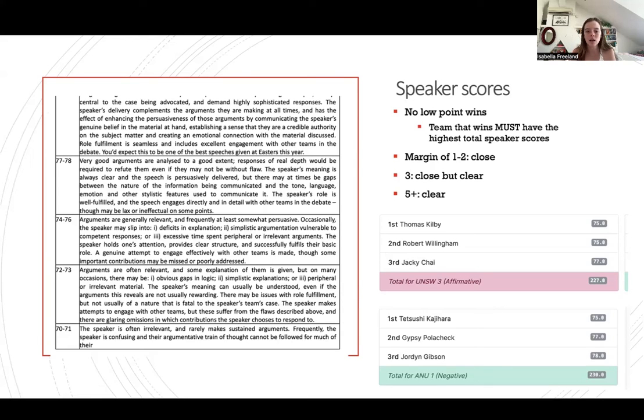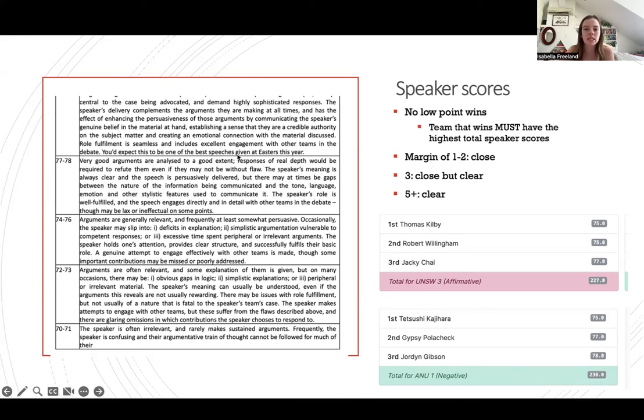This is a ballot from Easters last year. This was a debate with a negative win, and it was a close but clear debate, as evidenced by the 3-point margin. But yeah, the most important thing is you always have to give the team with the higher total number of speaker points the win. So for example, the first affirmative can outspeak the first negative and negative still wins. It's just the total at the bottom. So the number at the bottom needs to be higher for the team that's winning.